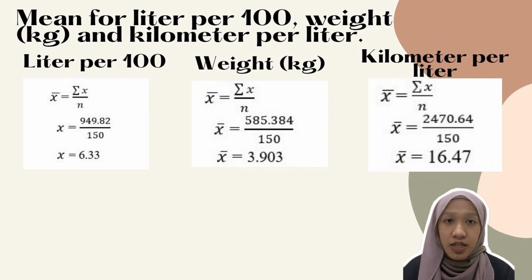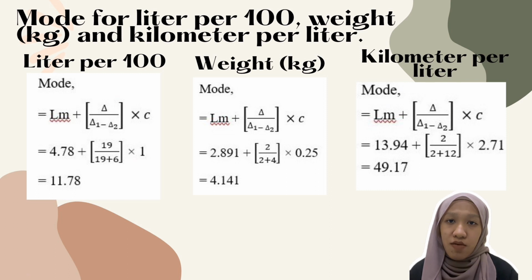We can see here the mean for all categories. Mean for liter per 100 was 6.33, mean for weight was 3.903 kg. Lastly, mean for kilometer per liter was 16.47 km per liter. Mode for liter per 100 was 11.78. Mode for weight was 4.141 kg, while mode for kilometer per liter was 49.17 km per liter.